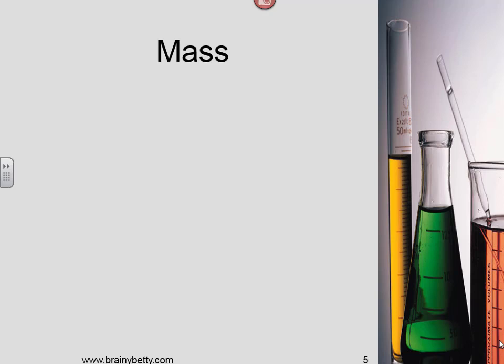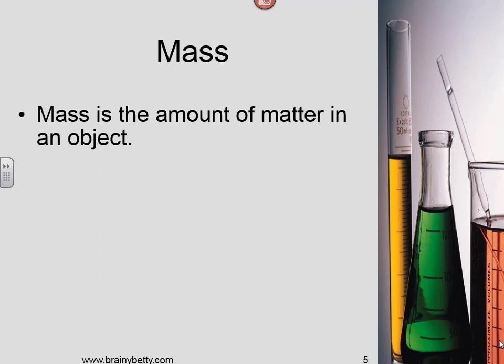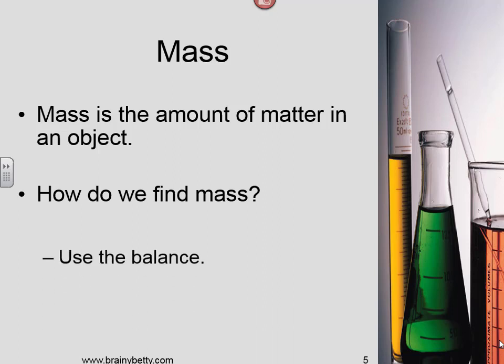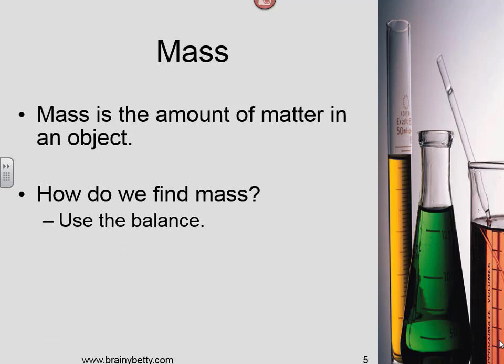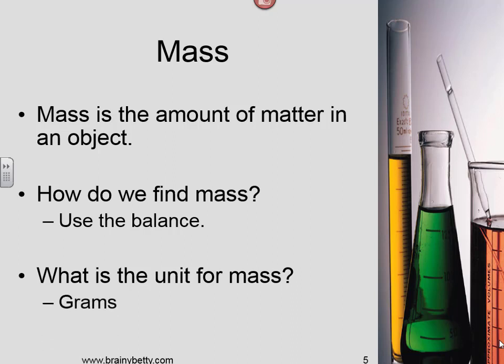Let's look at each component of the equation in a little more detail. Mass is the amount of matter in an object. If we need to find mass in a lab situation, we would use the balance or a scale. The unit for mass most often will be grams. You could use kilograms or milligrams or something else depending on the size of the object you needed to find the mass for, but most often we will use grams.